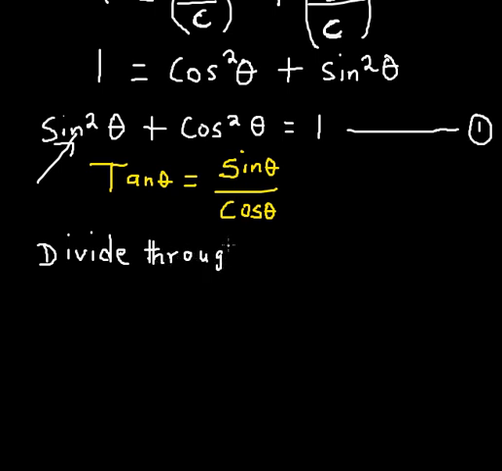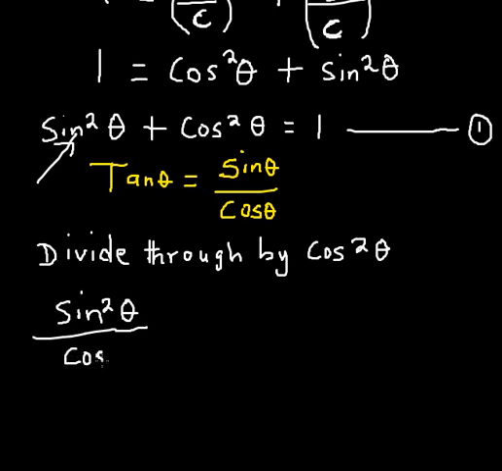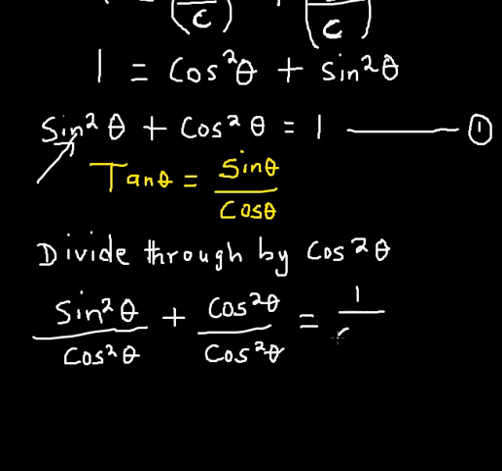I want to divide through by cos square theta. So from this identity, sine square theta, I divide it by cos square theta, then plus, I'll do the same to this, cos square theta, I still divide by cos square theta. Then of course, I'll do the same to 1. 1 divided by cos square theta.